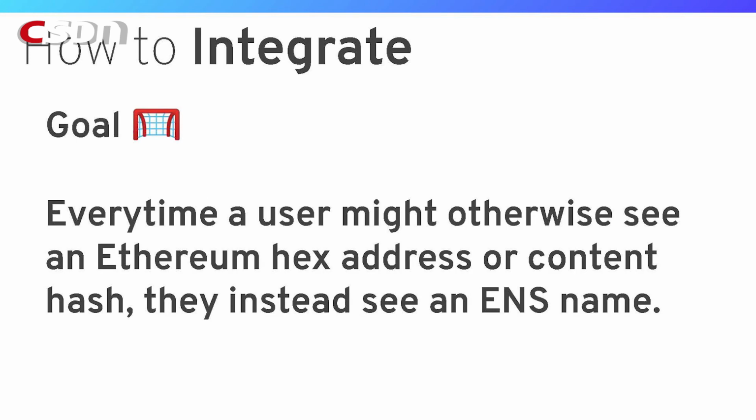So the goal of ENS is this: every time a user might otherwise see an Ethereum hex address or a content hash or any kind of scary machine-readable name, they should instead see an ENS name. Our goal is just like how your phone has an IP address, but most people don't even know they have an IP address because it's hidden in the background. That's what we want for cryptocurrency addresses.